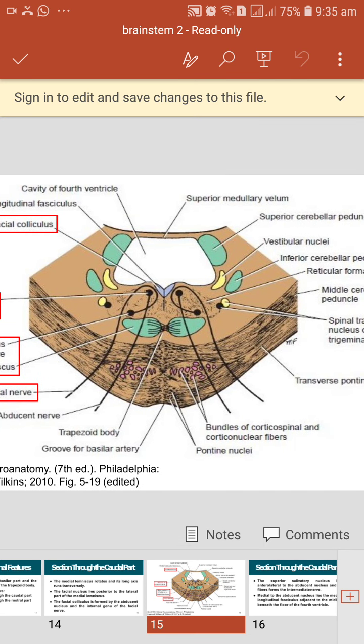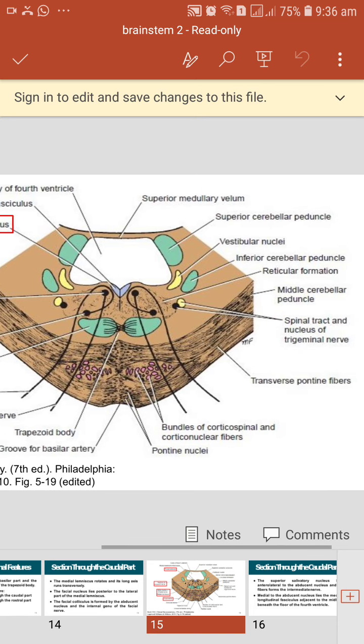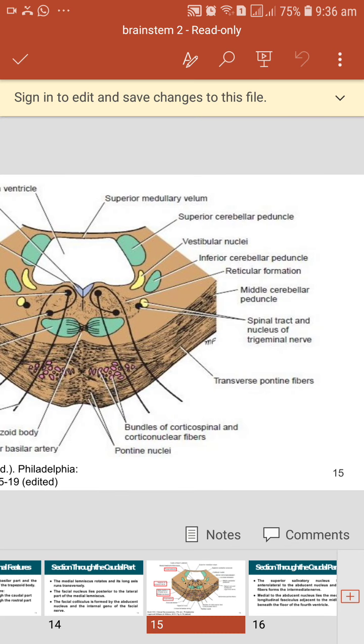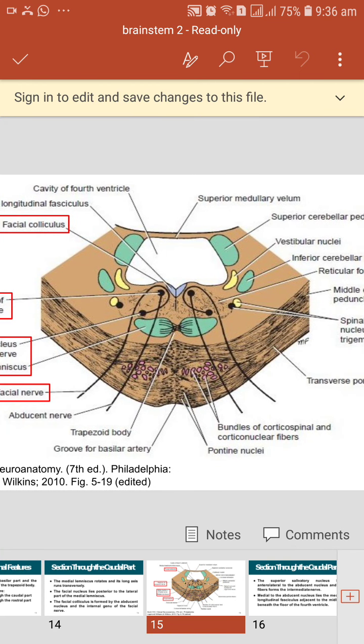When we come to the basilar part, it is the same in the caudal section as well as the rostral section of the pons. This basilar portion has fibers and nuclei. You can appreciate here the pontine nuclei, located in the basilar portion, and from these pontine nuclei the fibers arise as pontocerebellar fibers, and these go transversely to reach the middle cerebellar peduncle. There are also some fibers known as corticospinal and corticonuclear fibers. These fibers are the same in the caudal as well as the rostral section of the pons.